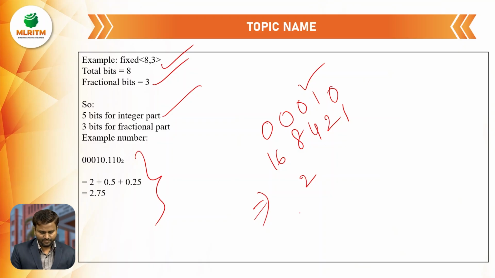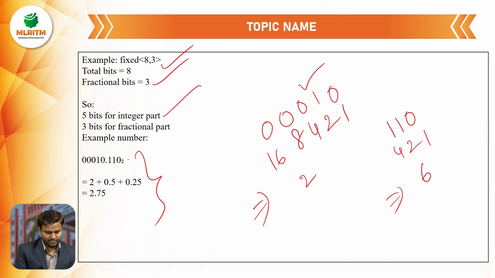It will be 2, and on the right side after the integer part, the fractional part 110 we are having. Like the 8421 process, it will be considered as the 421 process. It will be 4 plus 2, 2 plus 4, 6, it will be considered as a 6, and we need to show like this: 0.110 means 2 plus 0.5 plus 0.25.